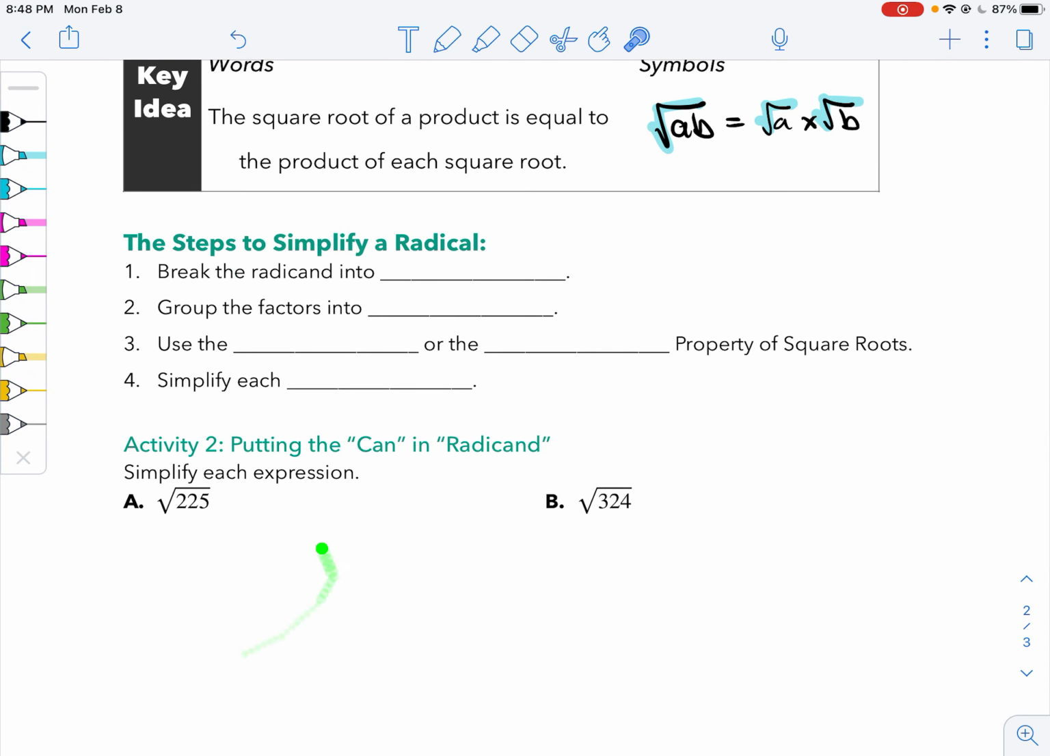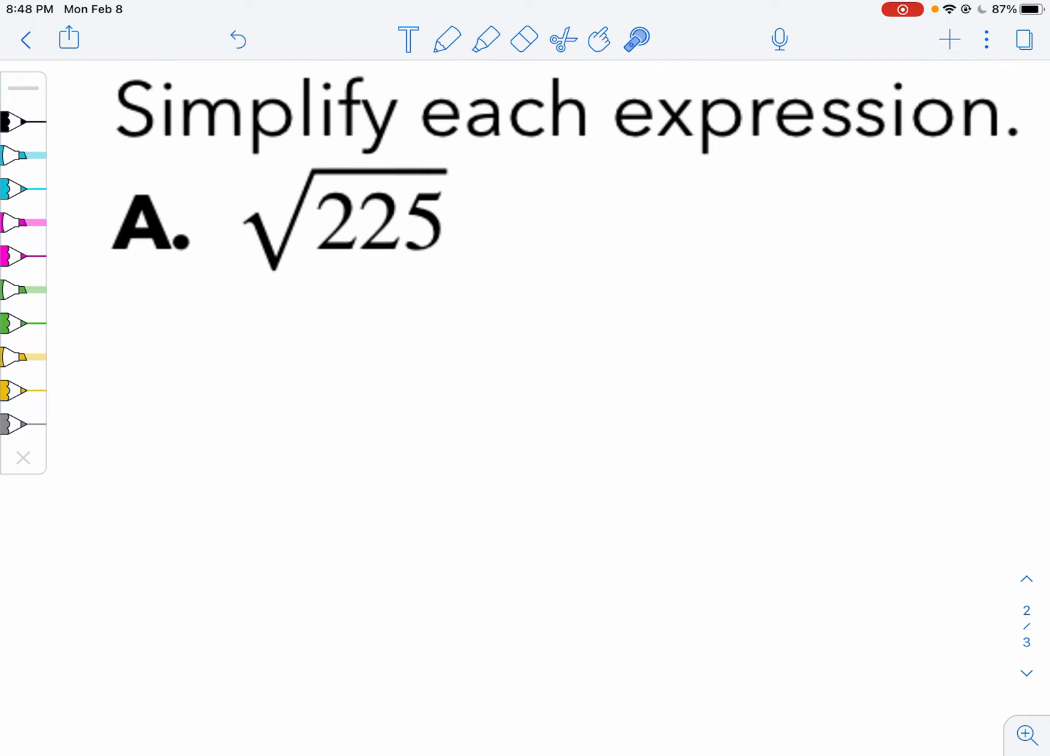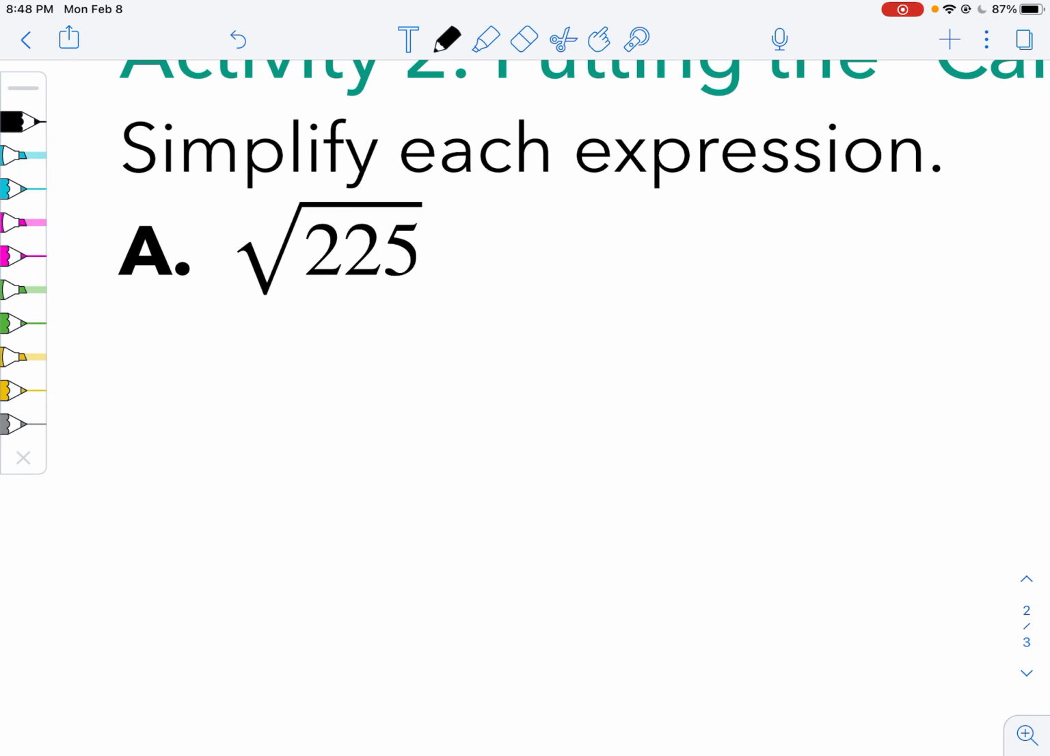What I'm going to do is I'm going to do one, I'm going to tell you what we did, and then we'll do another one. So let's look at 225. I want to break up 225. I know that in my head, 225 is divisible by 5. So when I divide 225 by 5, I get 45. Okay?